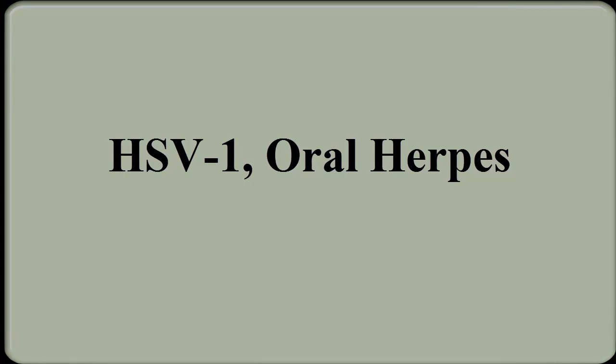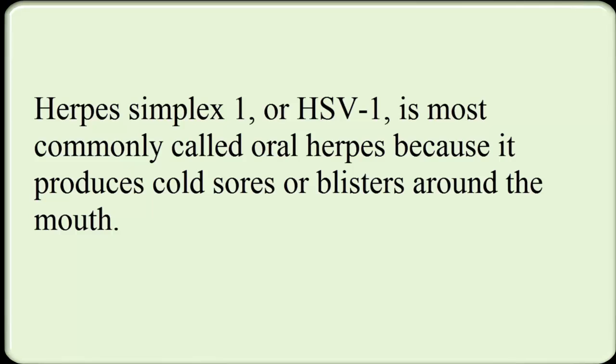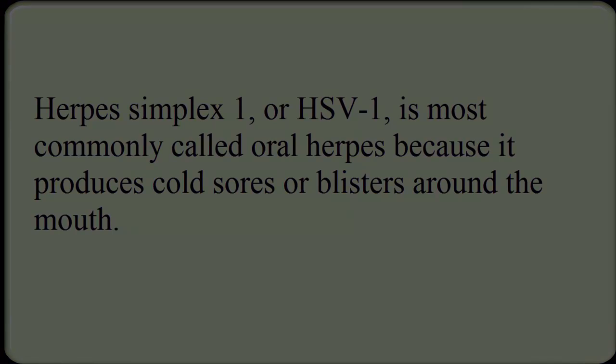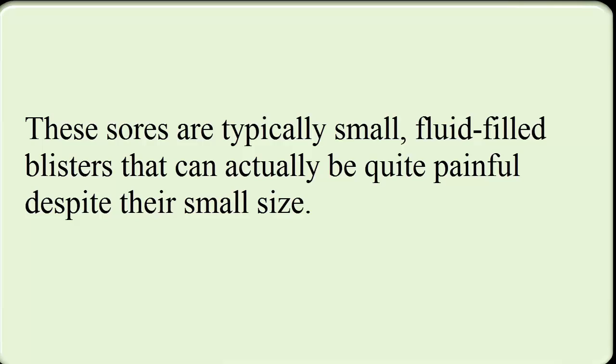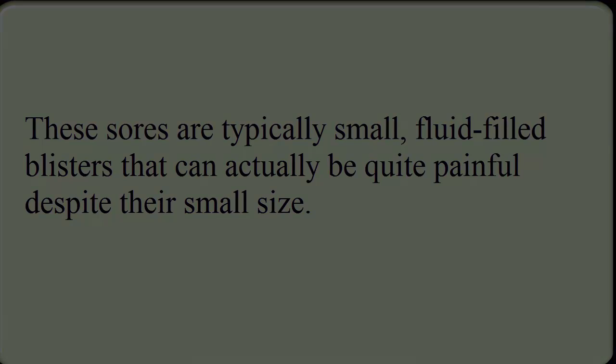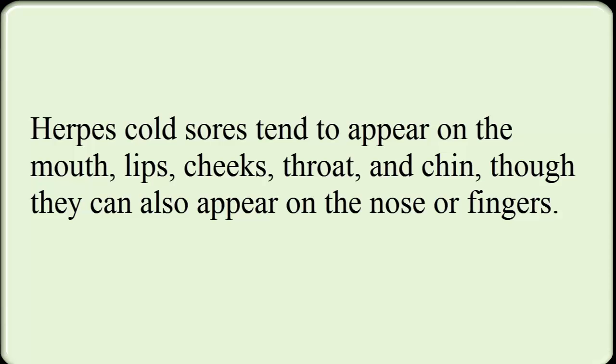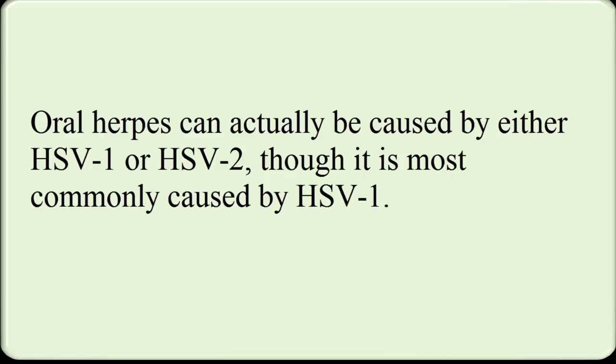HSV1, oral herpes. Herpes simplex 1, or HSV1, is most commonly called oral herpes because it produces cold sores or blisters around the mouth. These sores are typically small, fluid-filled blisters that can actually be quite painful despite their small size. Herpes cold sores tend to appear on the mouth, lips, cheeks, throat, and chin, though they can also appear on the nose or fingers. Oral herpes can actually be caused by either HSV1 or HSV2, though it is most commonly caused by HSV1.